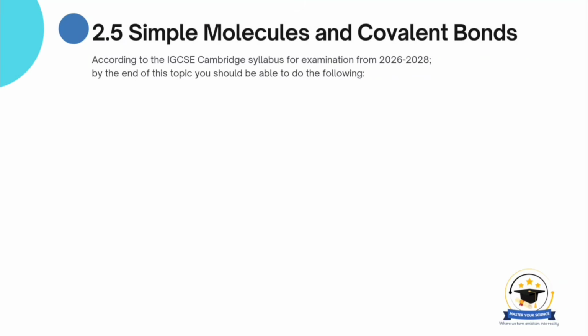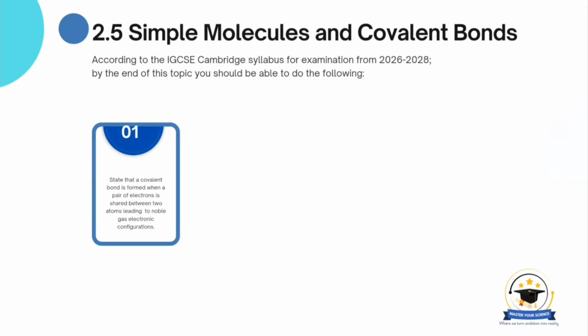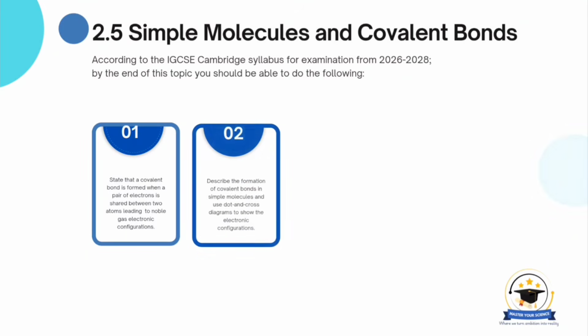Section 2.5, Simple Molecules and Covalent Bonds. According to the IGCSE Cambridge syllabus for examination from 2026 to 2028, by the end of this topic, you should be able to: 1. State that a covalent bond is formed when a pair of electrons is shared between 2 atoms, leading to noble gas electronic configurations.